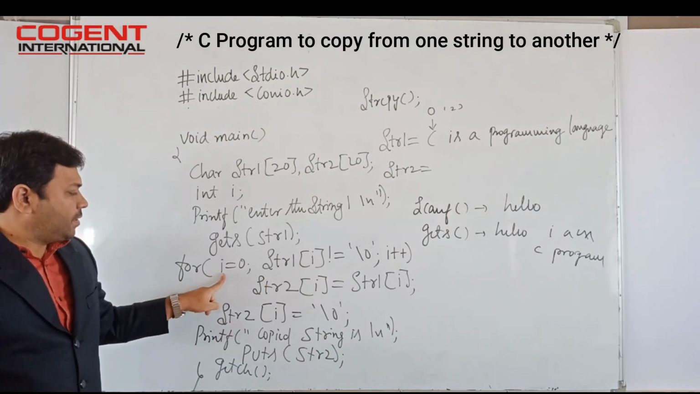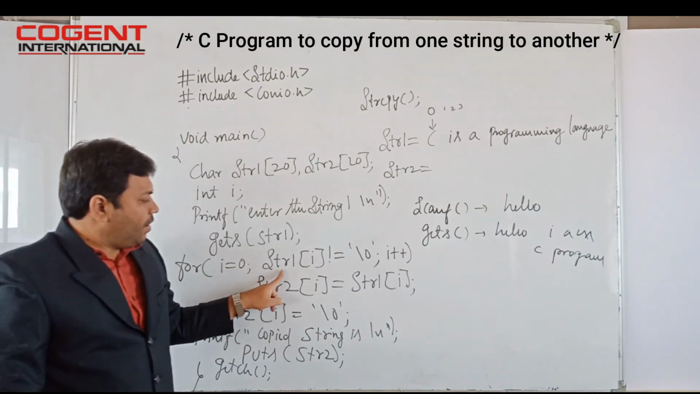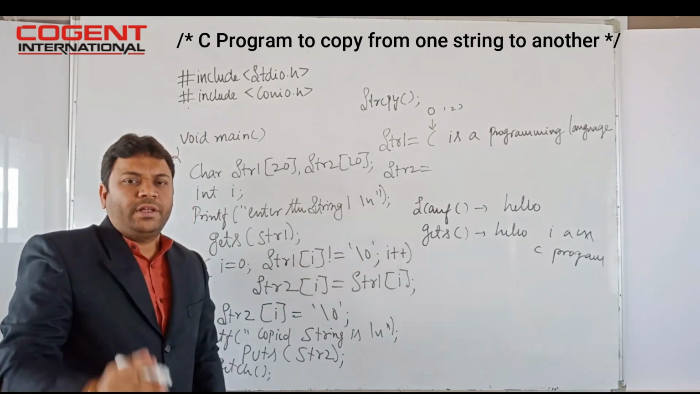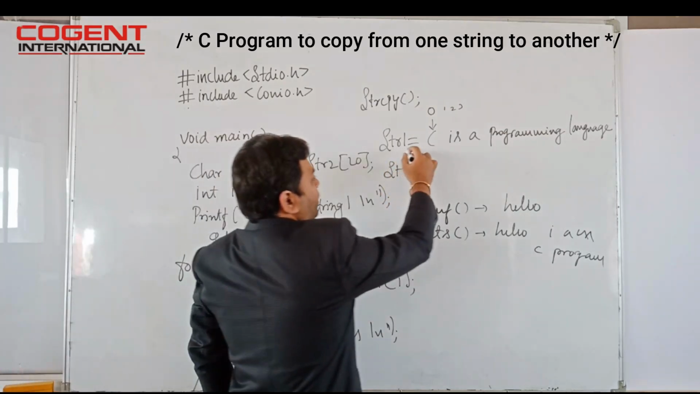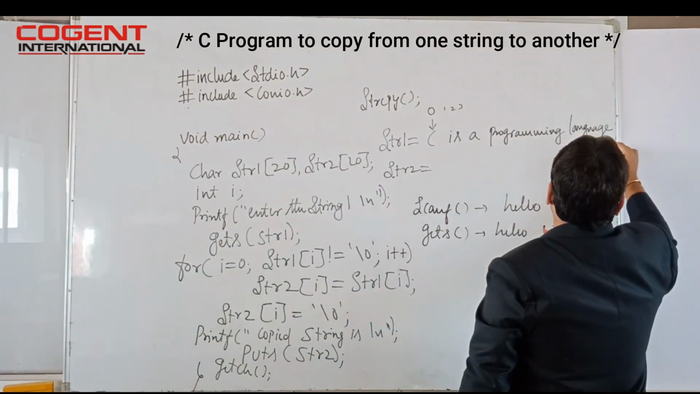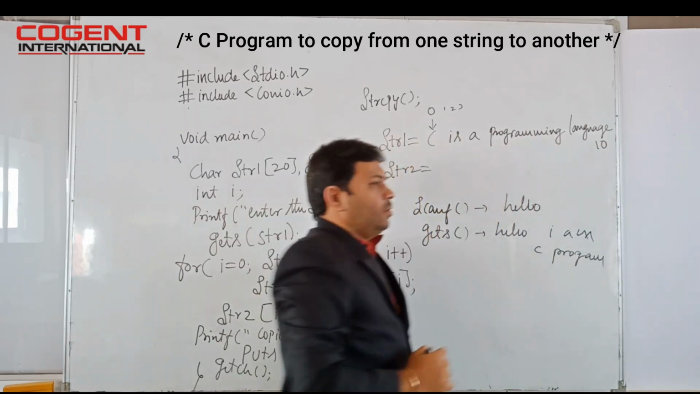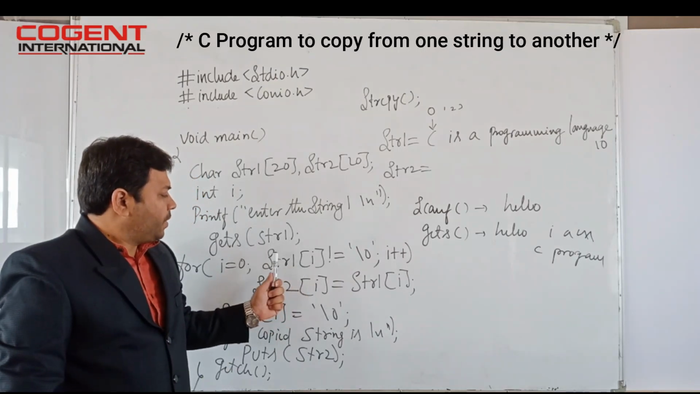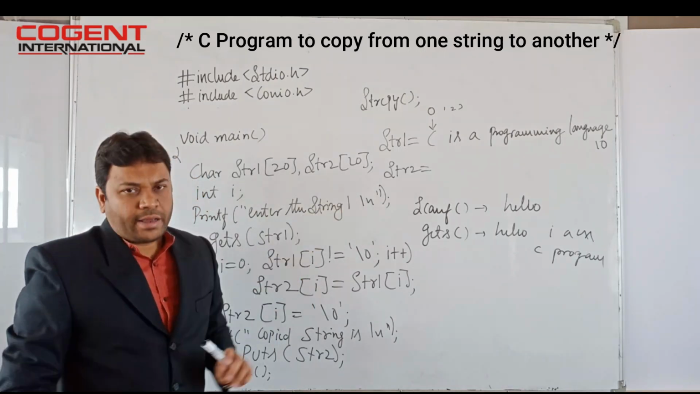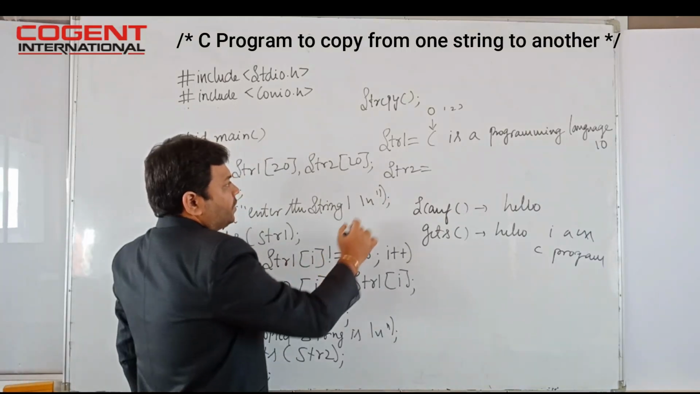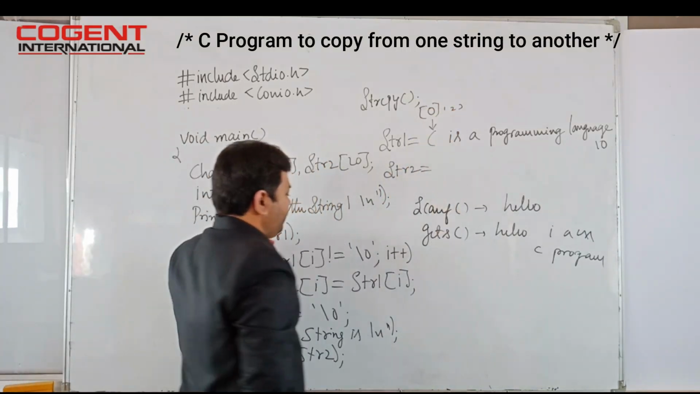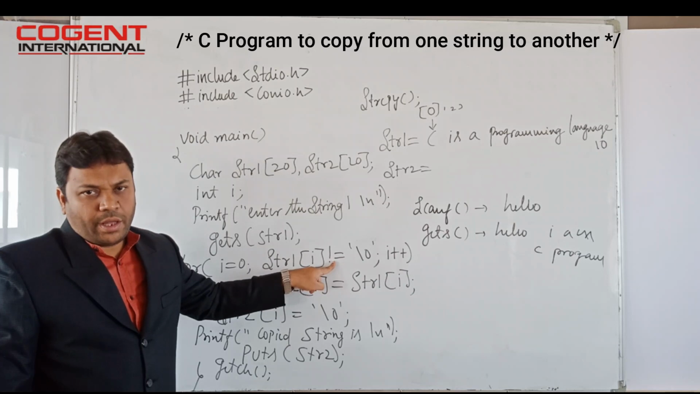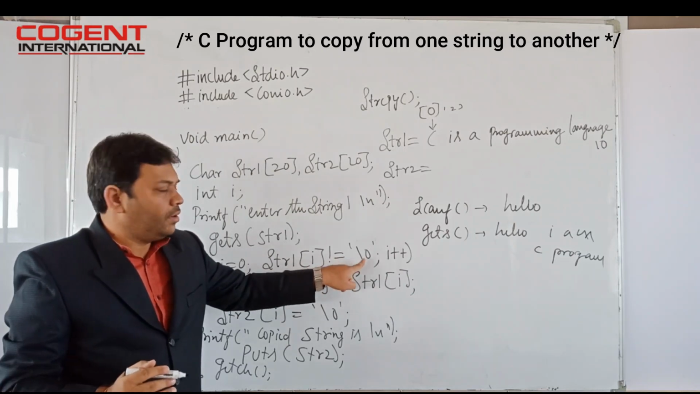So initially I will initialize i equal to 0, then the condition str1[i] not equal to the null character. As we know, the end of a string is the null character. So at the end of this string 1 will be the null character, that indicates the end of the string. Hence I need to check that str1[i] is not equal to the null character. Here str1[0] is C. It is not a null character, so this condition becomes true.